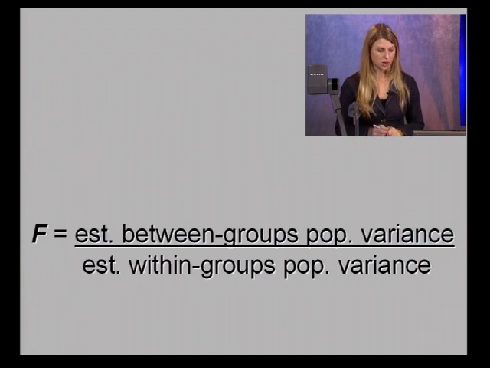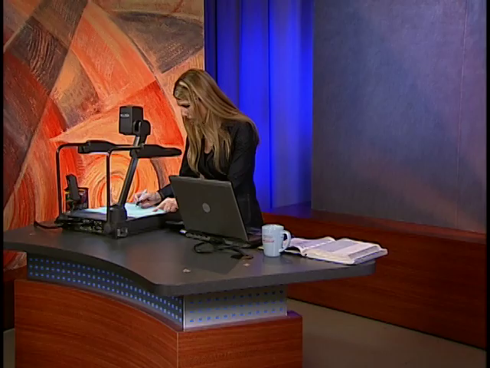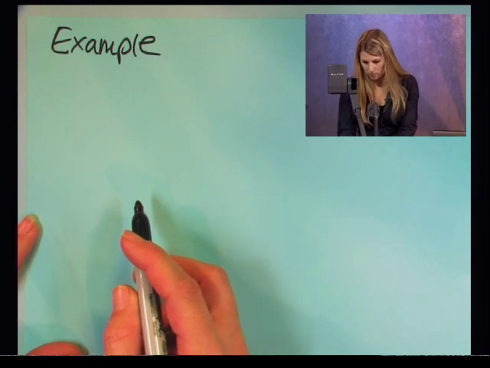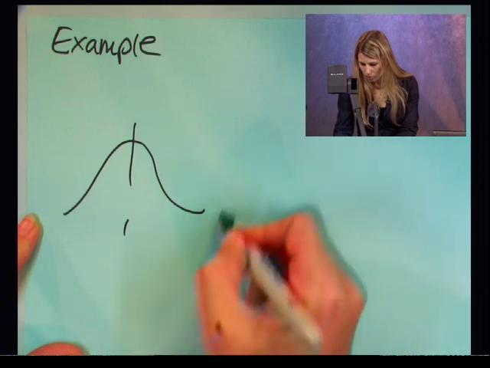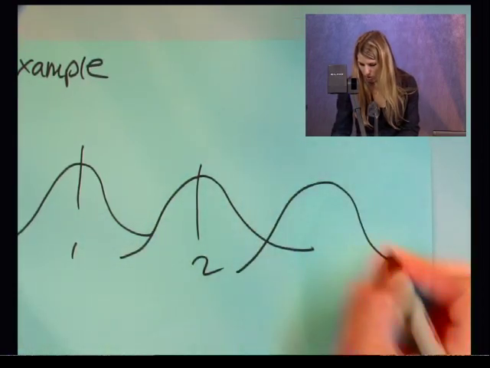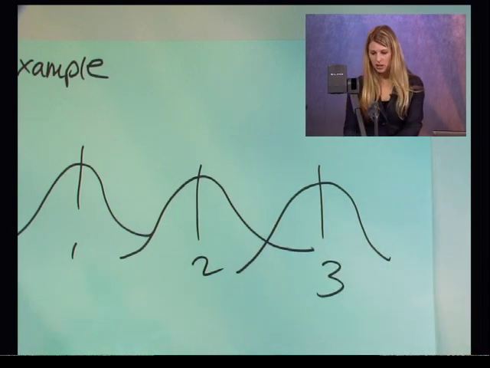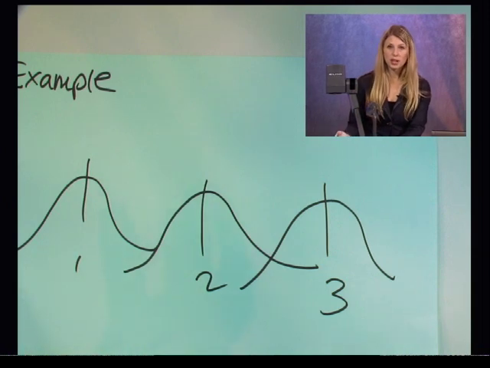So F, the way we calculate this, let me draw an example for you. If we are looking at three different groups, okay? Three different groups, we have group 1, group 2, and group 3. Okay? Now say that we have three different groups, and you could go back to our example we used last week about the kids reading books.